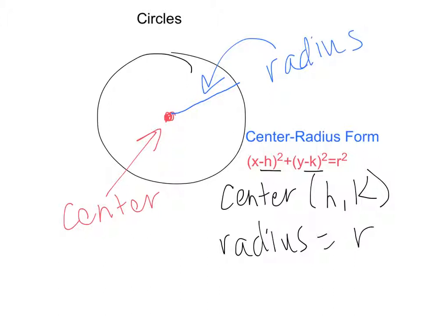Because there's a minus sign there, your values for your center are going to be opposite of what it looks like in the parentheses with that minus sign there. Also notice for your radius, in the formula it says r squared, so your radius is just going to be the square root of that number. Okay, let's look at some examples.